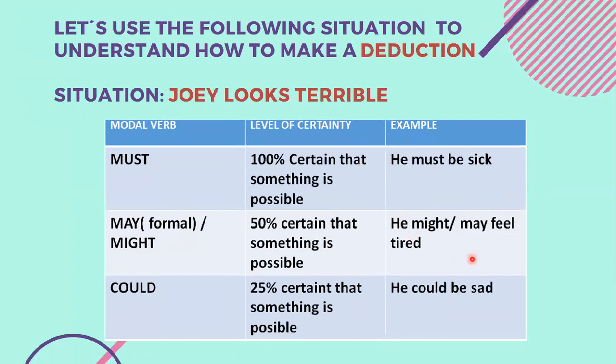He may or might feel tired. So that means that probably he doesn't have energy. It happens to all of us that one day you have energy, one day you may not have it. So therefore, we have a 50-50 chance. And finally, we are going to have the 25% that something is possible. He could be sad. This is not so possible, but the possibility is there that this may be the case.